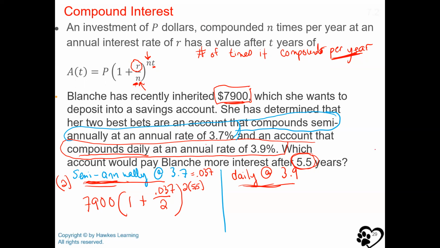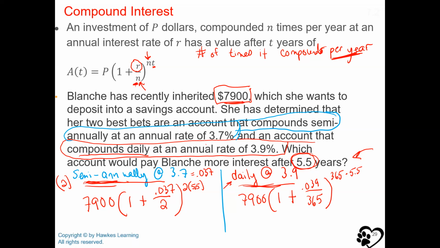All right. What about the second account? Same amount being deposited. And then 1 plus our rate, this time it's 0.039 over daily, guys. How many days are in a year? If it compounds daily, it's going to be 365. We're not talking about leap year. So then we're going to multiply 365 times 5.5. The question is, which one's going to have more interest after 5.5 years? So we're going to plug those amounts directly into our calculator.